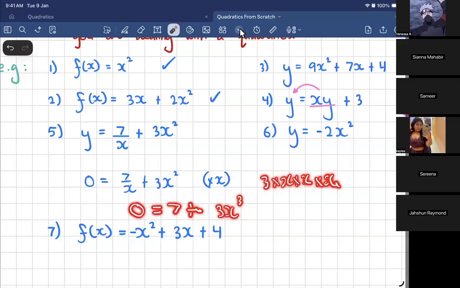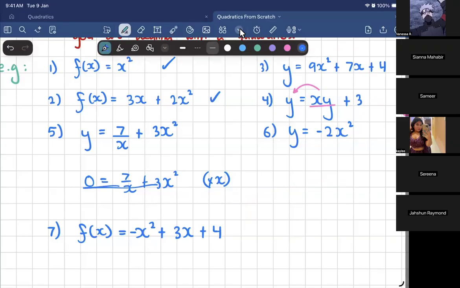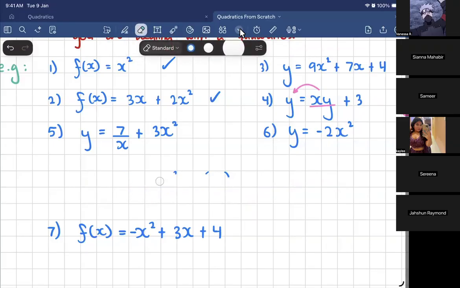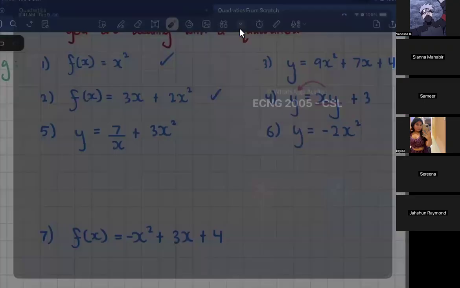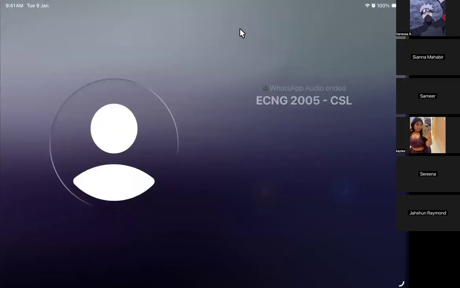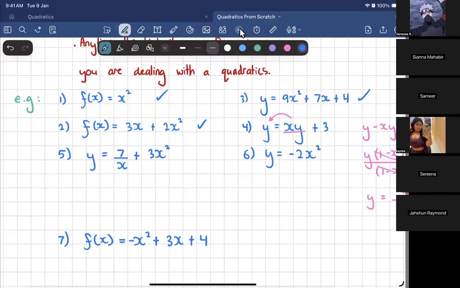Okay, long story short, does this look like a quadratic? If the highest power of x is 3, no, no, no. For the others in class, I don't want to sound like a rabbit hole, but this is clearly not a quadratic. The reason I know that is because I have 7 over x. Yeah, you're seeing the x squared, but you have 7 over x. This is not a quadratic. That could never be a quadratic.